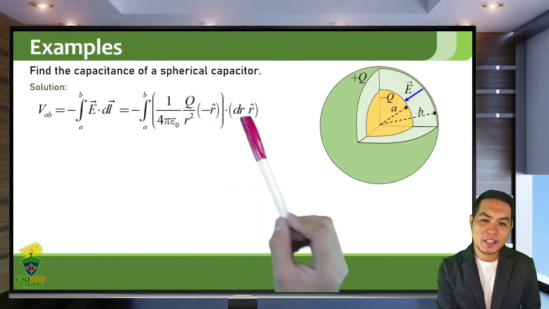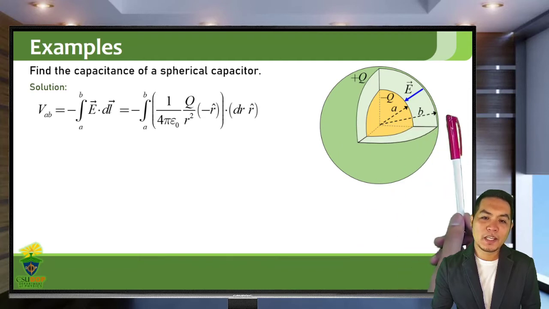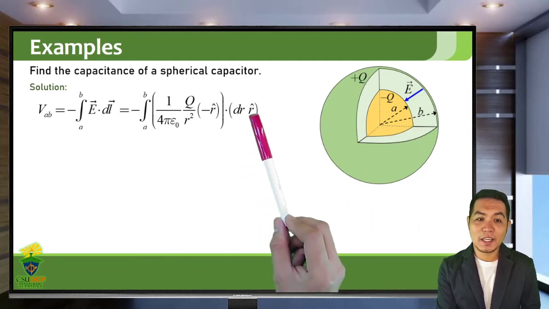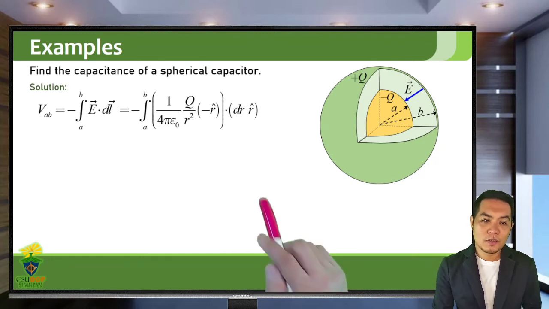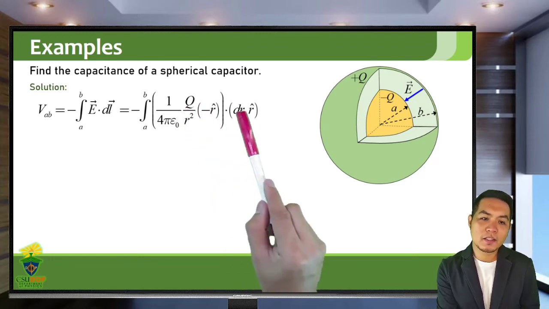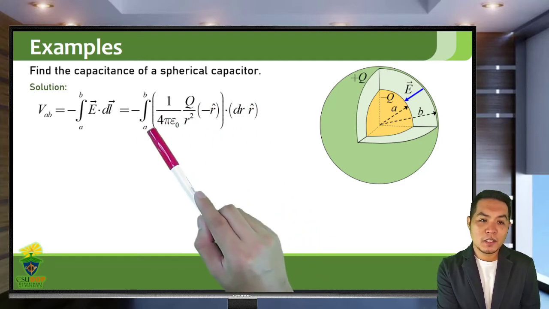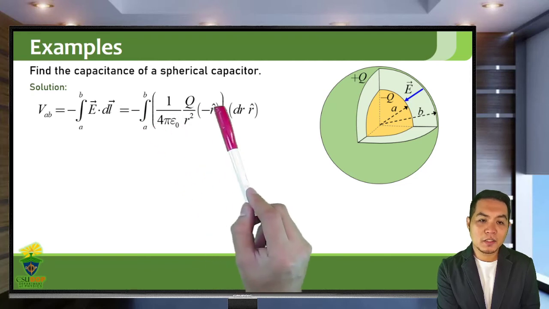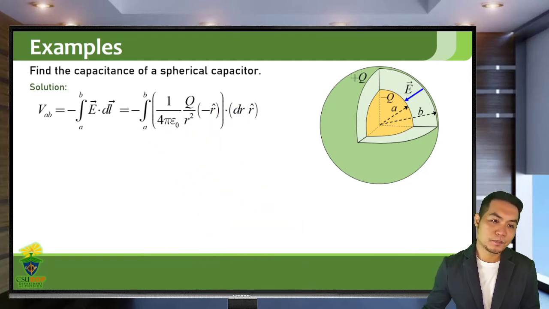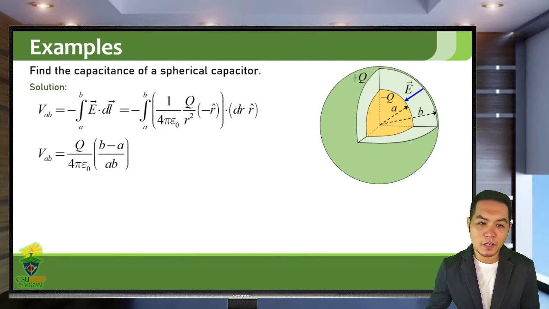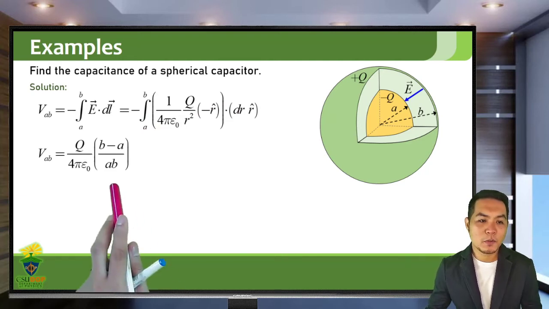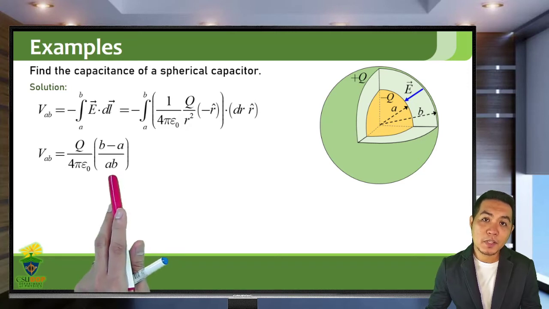Our dr from a to b is just along the r axis, so it's dr r hat. Q is a constant, and r hat dotted with r hat gives you 1. So the remaining term inside the integral will just be dr over r squared. And of course, the integral of that is negative 1 over r. You evaluate that from a to b, and you get the potential difference, the voltage between the positive conducting shell and the negative conducting spherical shell.